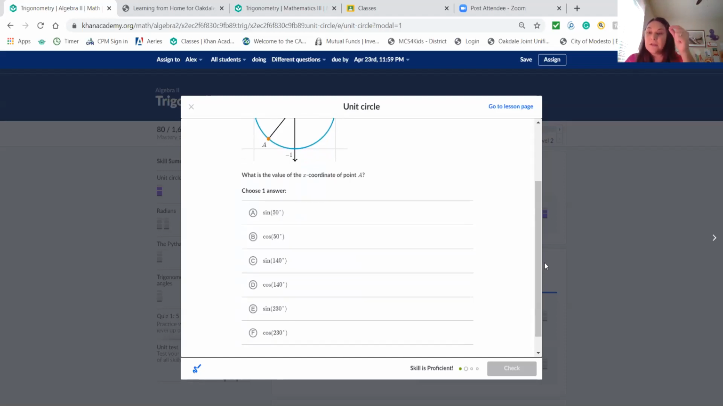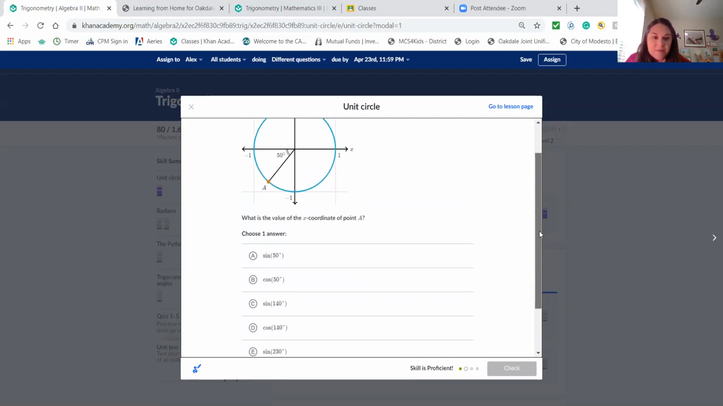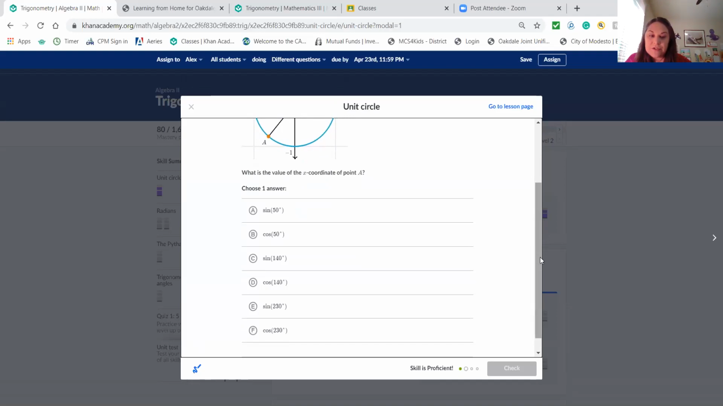And so there are two different choices. Now if I knew that the angle was 230, the question is, is this going to be sine or cosine? It depends on more specific parts of the question. So the x coordinate of point A is related to 230 degrees. And the x coordinate is the cosine. And so it's answer F.